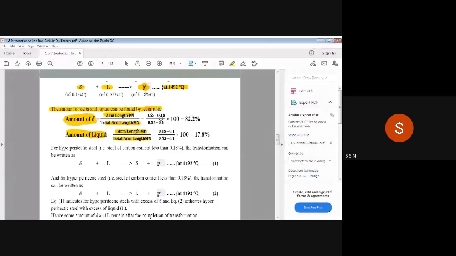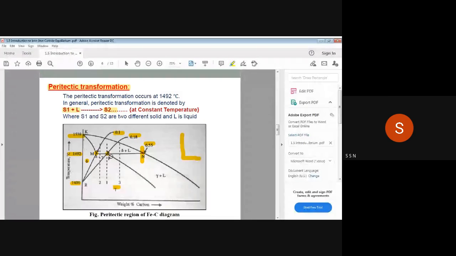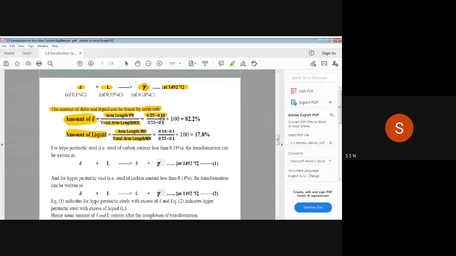पी एन म्हणजे काय असणार आहे? ह्याची लेंथ 0.55 इथं आहे, बरोबर, आणि या पॉइंटला आहे 0.18. So 0.55 minus 0.18, you will get the length of that Pn divided by total length. Total length you can find out 0.55 minus 0.1, you will get the total length. So that calculation is done here. 0.55 minus 0.18 divided by 0.55 minus 0.1 into 100, you will get percentage of solid phase there as 82.2%, and that solid phase is delta Faraday.